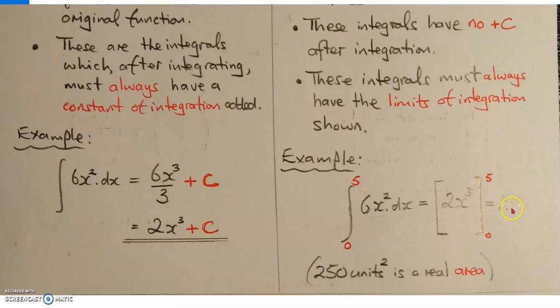When you work this out, you get the answer. You can't quite see it there because my pencil's lost in the glare of the light. It comes out to 250 units squared, and that stands for a real area underneath the graph from x equals 0 to x equals 5. I'll explain all that in a second, and where this 250 comes from. I'll show you how to do that in a minute.